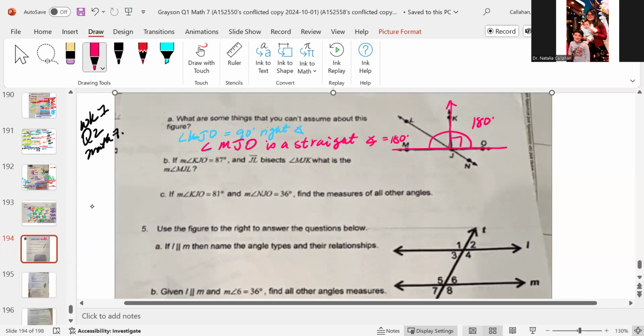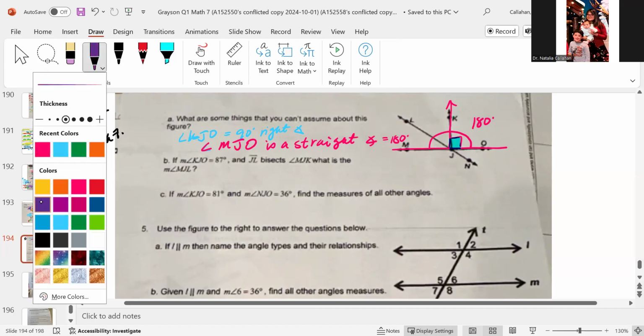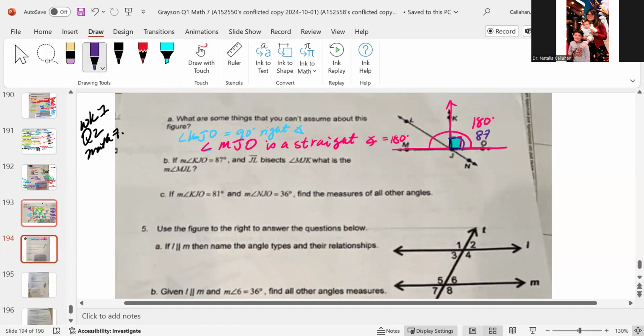KJO, grab a highlighter. So KJO is this angle right here, okay? If KJO is 87 degrees, so it's saying this angle right here is 87 degrees. So that's not 90. It's close to 90, but it's not 90. And JL, so here's JL, and you need to highlight all the things they tell you. JL bisects MJK. So that means this angle is equal to this angle, okay? Because it bisects, right?